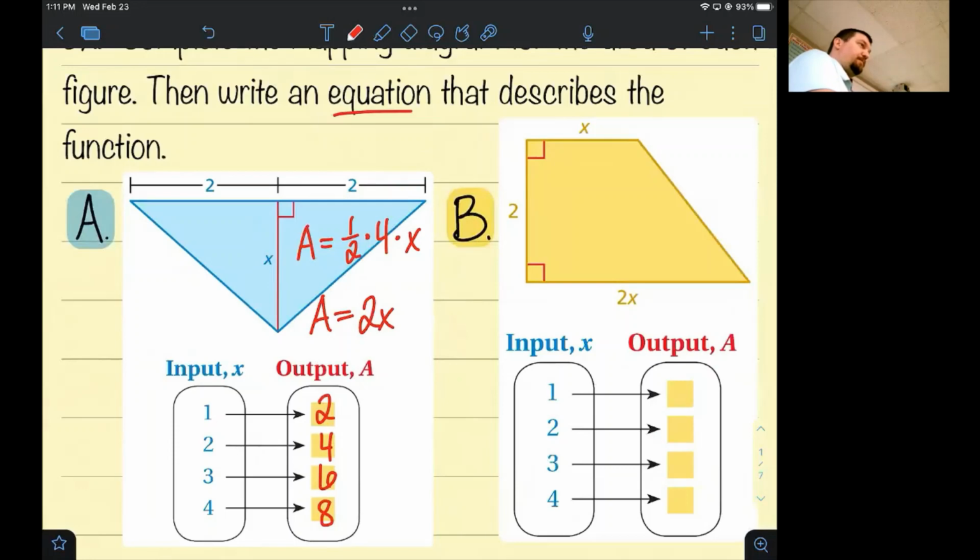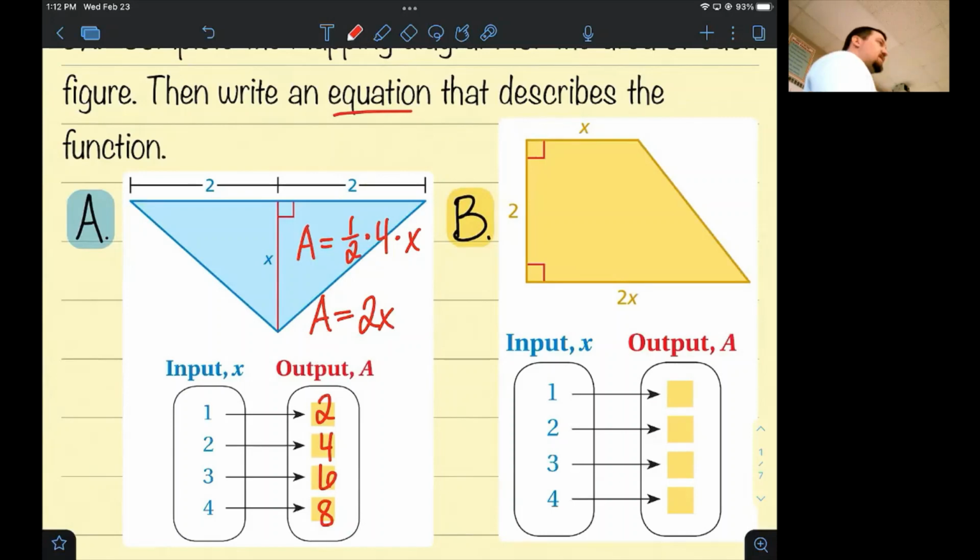Is this a function? Is every input pointing to an output? Okay, this is a function then. Is it a linear function? If I were to replace this A with a Y, is Y equals 2X a linear function? Yeah, it is. It has a slope of 2 and it has a Y-intercept of 0. It starts at the origin, because if I don't have a height, I don't have a shape at all. There's no area. So that's linear.